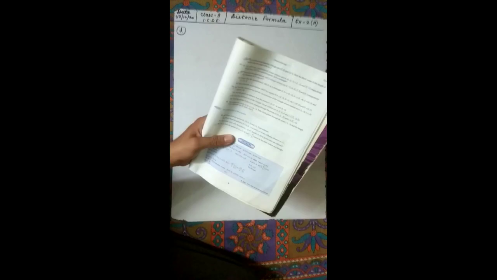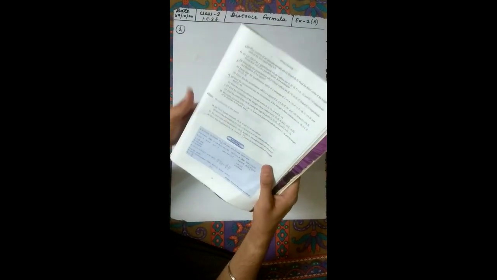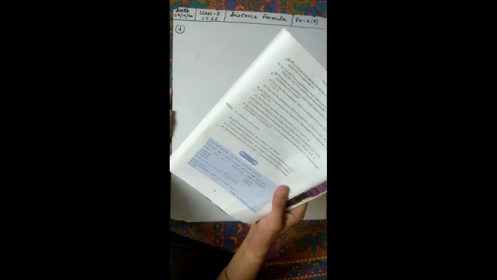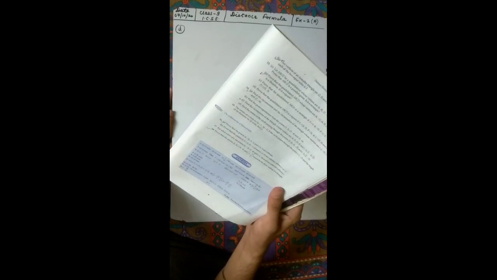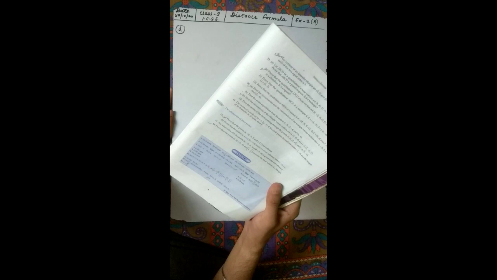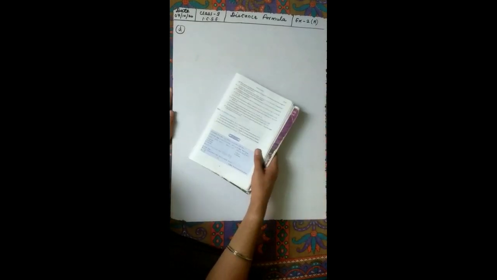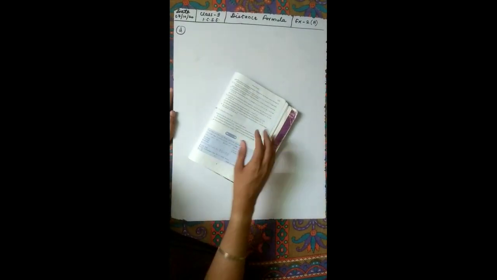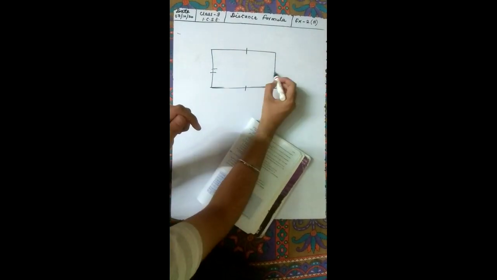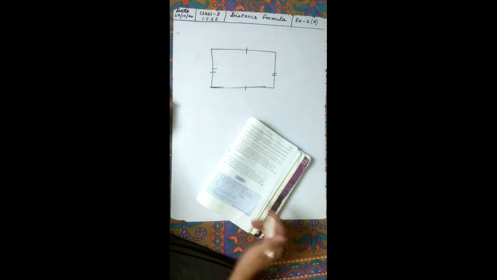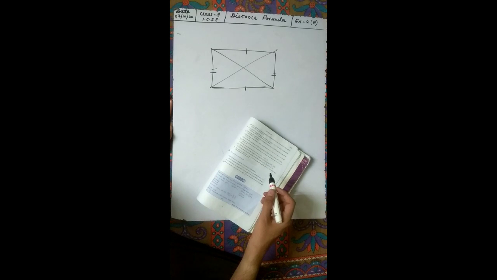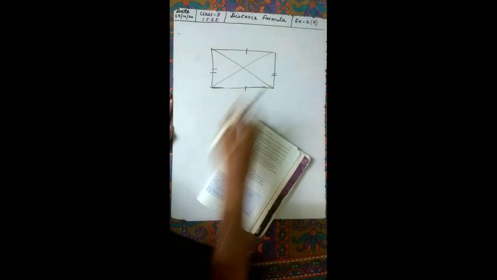If you see the 13th C1 and D1, in the 13th C, you are given 4 vertices of a quadrilateral ABCD, and you need to prove that it is a rectangle. How will you prove whether a particular structure is a rectangle or not? As we know, in a rectangle this side is equal to this side, and their diagonals are also equal. If it is so, then we can say that it is a rectangle.